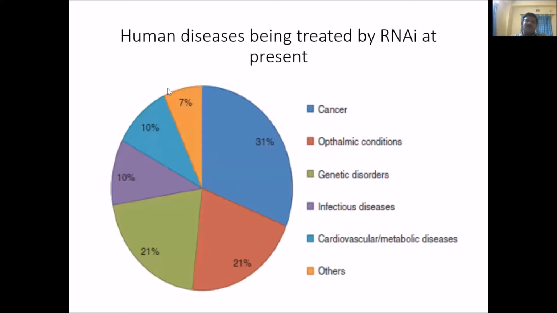A huge array of human diseases can be treated by these double-stranded RNAs. That means both the siRNAs and the microRNAs, together we call them RNA interference.